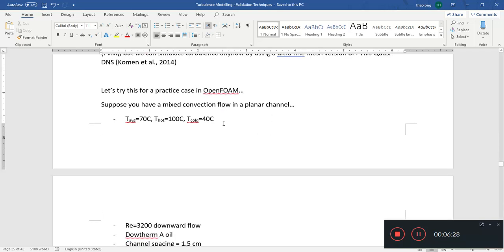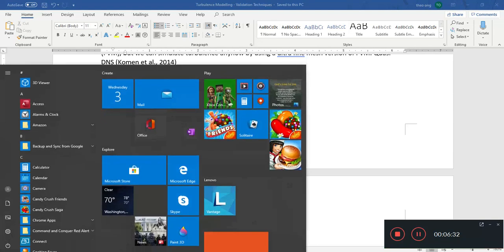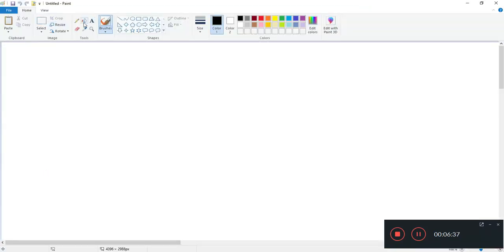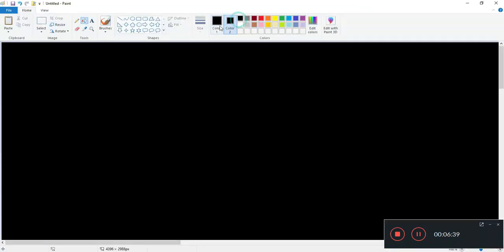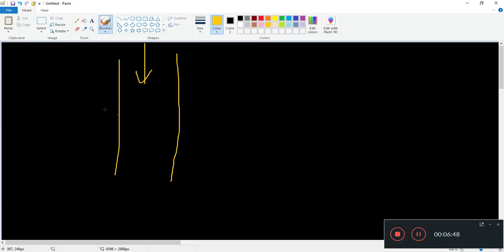Alright, so suppose you have a mixed convection flow in a planar channel. So what kind of channel is this? A planar channel is where you have, let's do this, a black background, and you have a channel like this, right? So let's say you have a flow going downwards, and we have mixed convection. On the left, we have T equals 100 degrees C. On the right, we have T equals 40 degrees C. It's a pretty decent number.